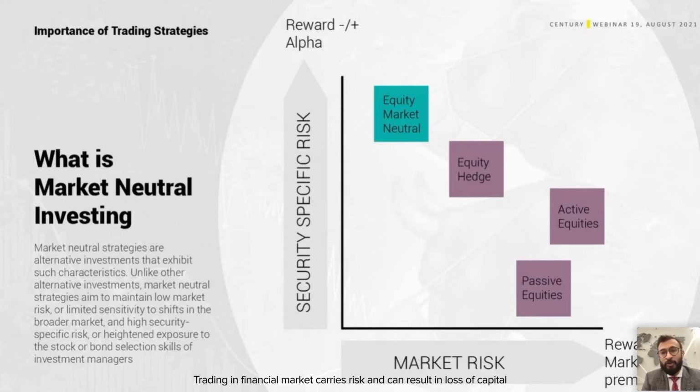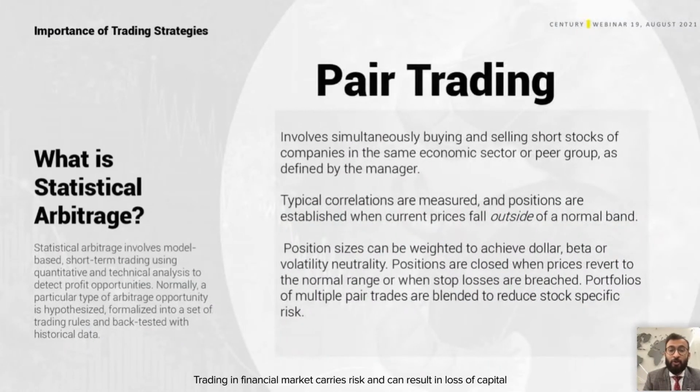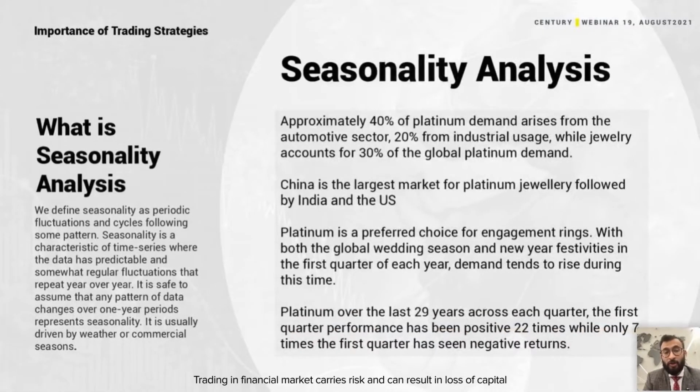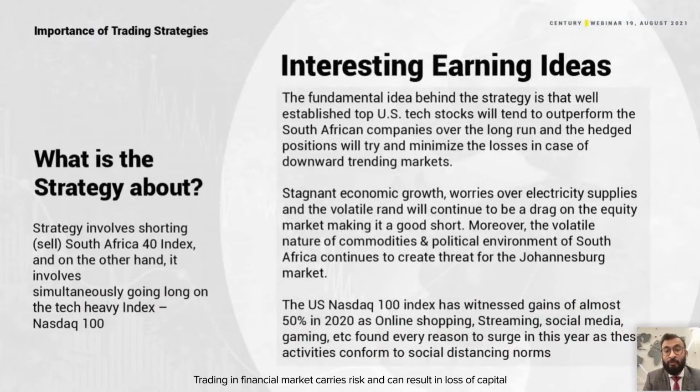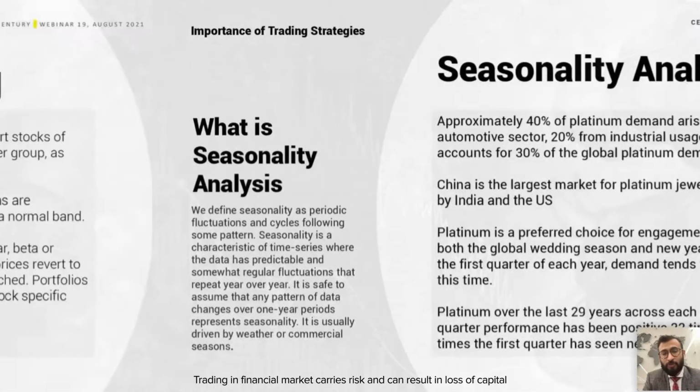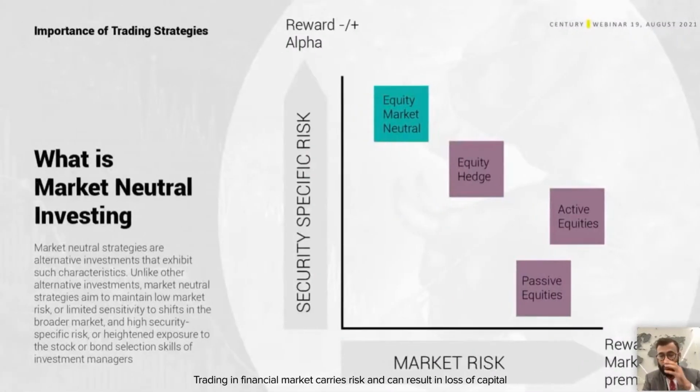Every month I do these sessions, and the very concept of the strategy remains the same, but the instruments are different. Last month it was natural gas; this time it could be sugar, or oil, or any of these instruments. Today we are going to talk about the market neutral strategy, pair trades, and seasonality analysis. We are also going to talk about interest earning ideas, where we'll put South Africa and Nasdaq into the picture. Some strategies have been going well over the last few months, so we are definitely going to keep them. Some of them have changed, so we are going to replace them with new ones.